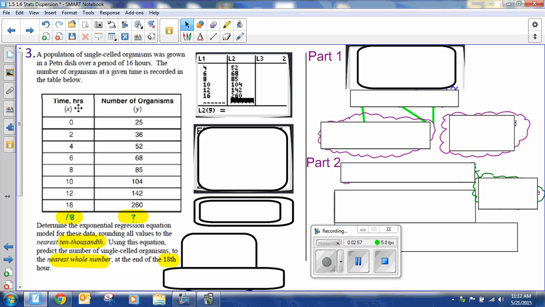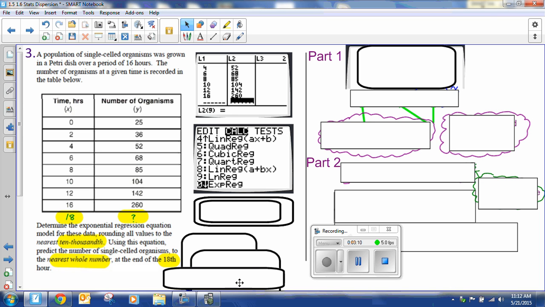You enter your numbers, just like this, 0 through 16, under the first list. Under the second list, you enter the other numbers, the y coordinates. Once you get that, you want to arrow over to Calc and go down and choose option 0, which is ExpReg. That stands for exponential regression. Once you're there, you hit exponential regression and then the name of the lists that you chose. For me, I used L1, L2, so I type L1, comma, L2. Make sure you include the comma.